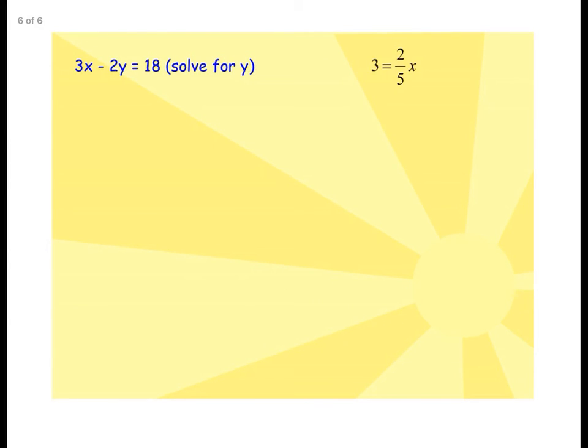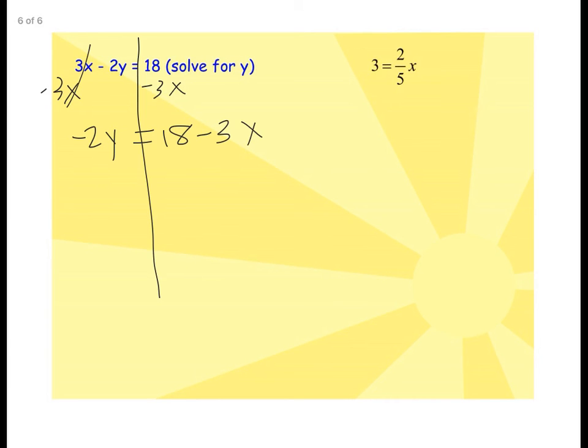Alright, two more examples. So on the left I have 3x minus 2y is equal to 18. And it says solve for y. If you remember, that is actually a linear equation in standard form, which we'll see again in a few weeks. So I'm trying to solve for y. So let's see here. I definitely want to move the 3x. It's positive. So let's subtract it. So I'm left with negative 2y is equal to 18 minus 3x.